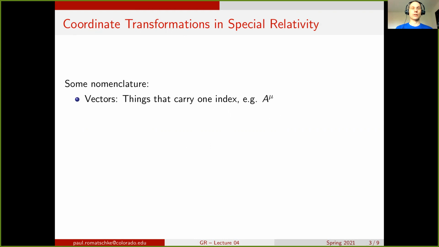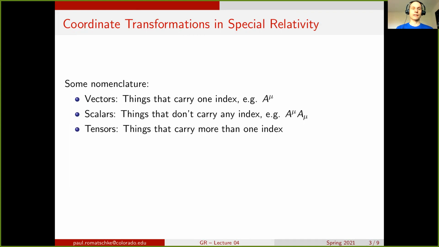For instance, we will talk about vectors, and by vectors, I basically just mean objects that carry one index, for instance, A with the index mu. By contrast, we can think of other objects, such as scalars, which are things that don't carry any index at all. For instance, we can build scalars out of vectors by contracting the index. So this is an object that is a scalar because the index mu out of these two vectors appears twice, so it's summed over.